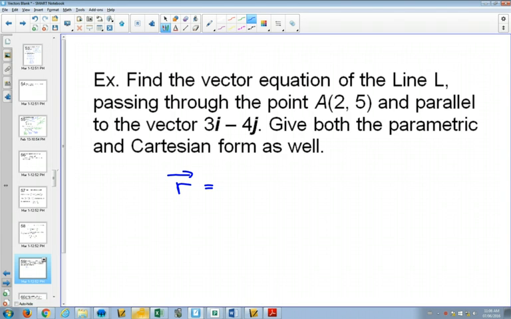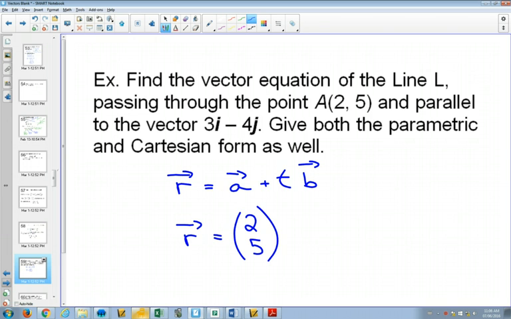So any equation of a line will have a starting point and then a direction vector. Well, we're told it passes through the point (2, 5), so we can write that as a position vector (2, 5). And since it's parallel to (3, -4), that's our direction. So this is our vector equation of a line.